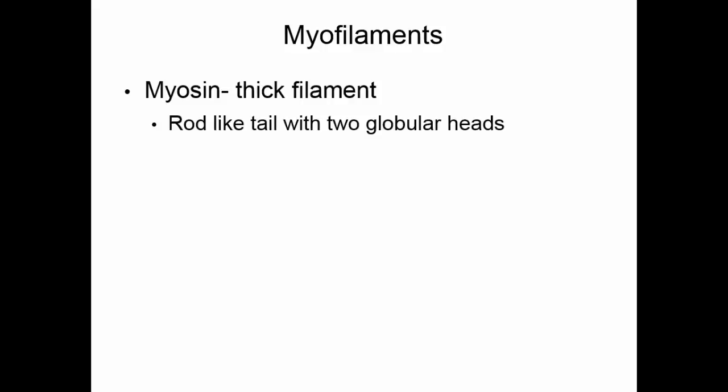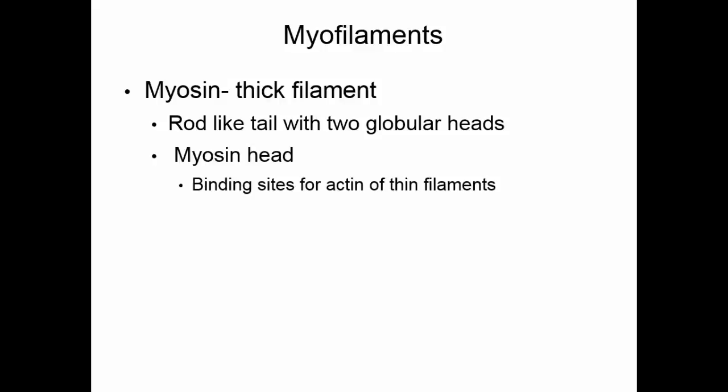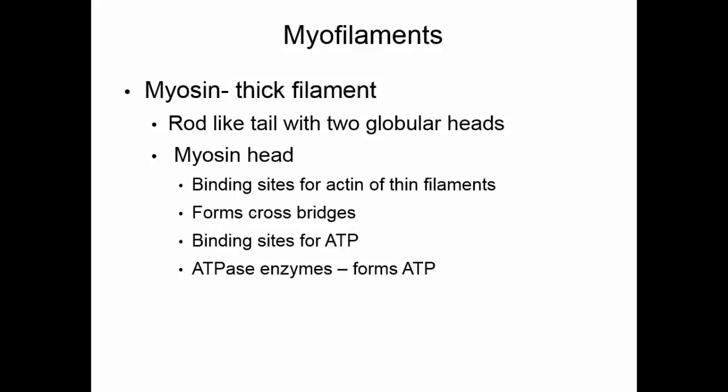The thick filaments are made of the protein myosin. Now each thick filament is several myosin molecules held together. A myosin molecule is a rod-like molecule that has a tail that has two globular heads on it. The myosin head is the binding site for actin on the thin filament. When myosin binds to actin, we're going to form cross bridges. Also, the myosin heads have binding sites for ATP. There is an enzyme called ATPase that helps form ATP on the myosin head.